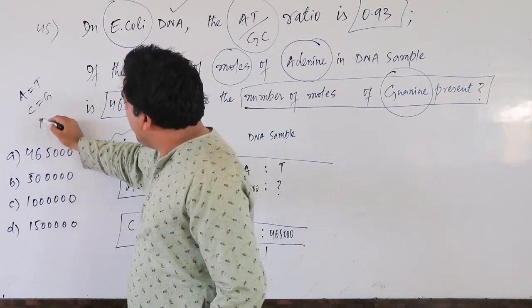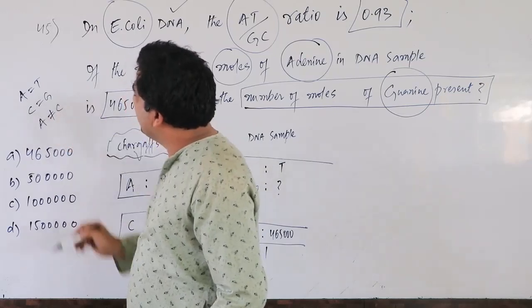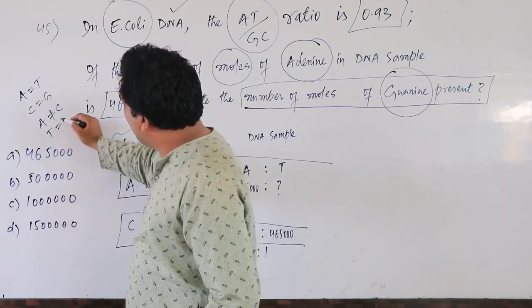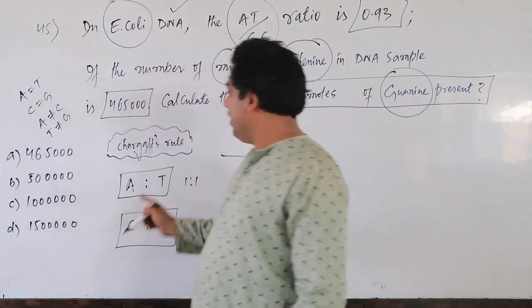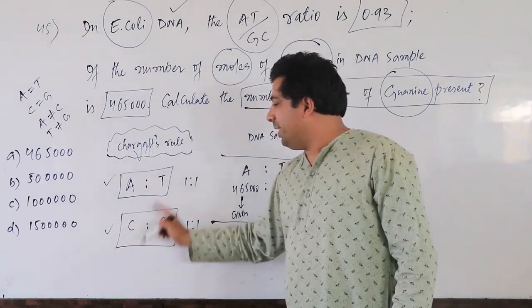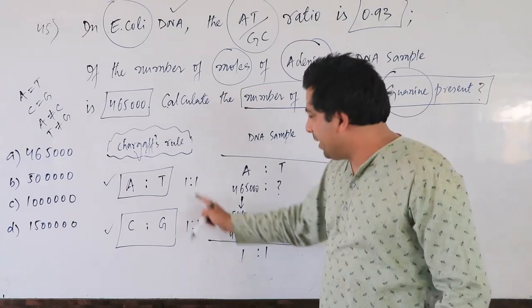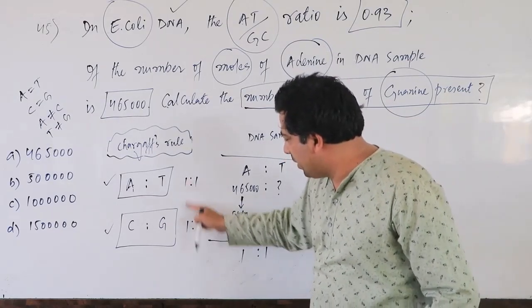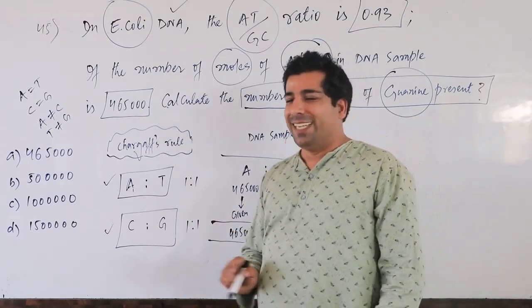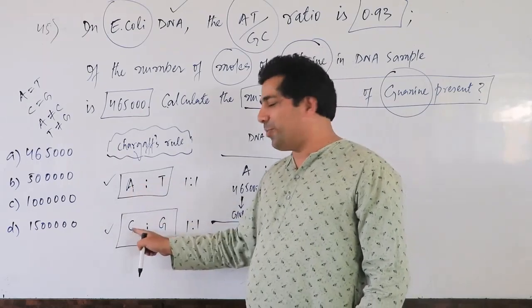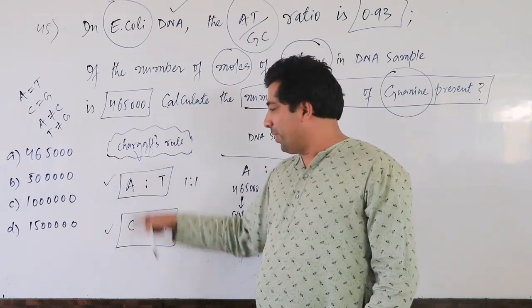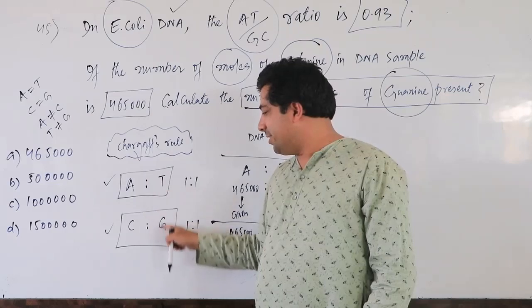But remember, A will not be equal to C, or T will not be equal to G. Remember, equality is only between A and T, C and G. Don't think that this is 1:1, this is also 1:1. If this is 1, this is also 1, they are equal. No, not like that. It's a ratio between A and T and it's a ratio between C and G. Don't compare A and C, T and G.